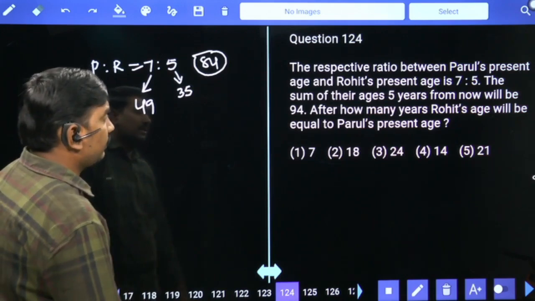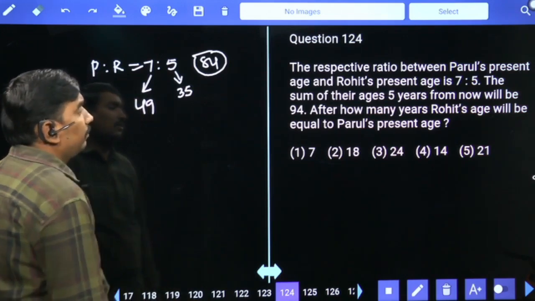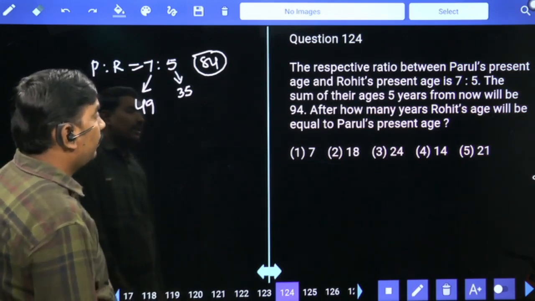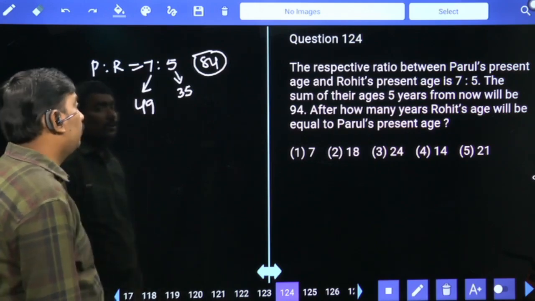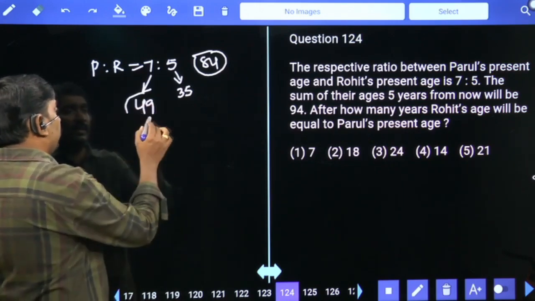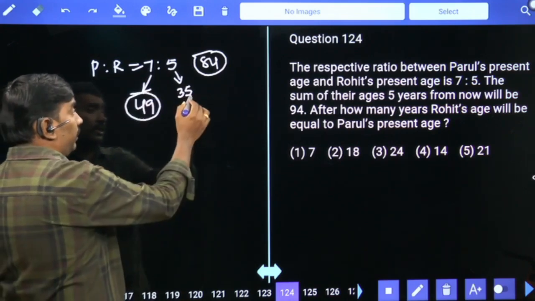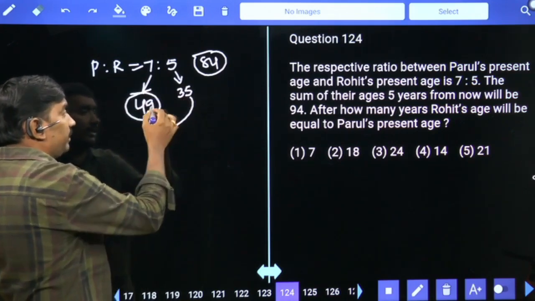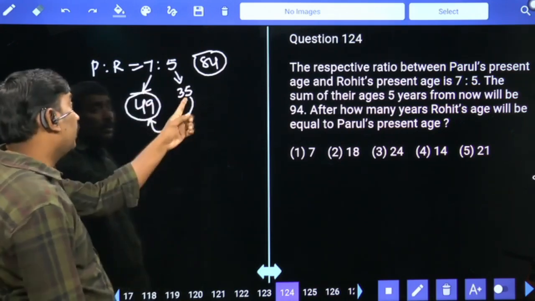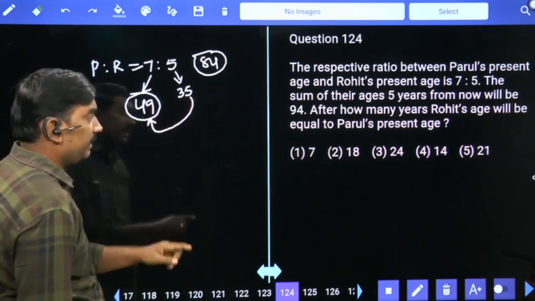After how many years will Rohit's age be equal to Paru's present age? Paru's present age 49, Rohit 35. After 14 years only, Rohit is equal to Paru's present age.